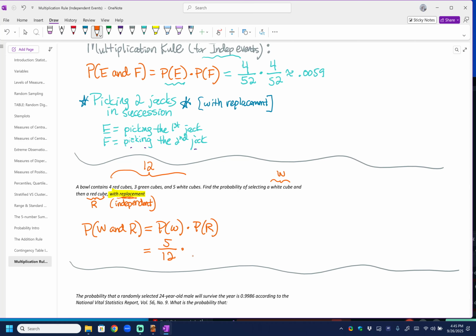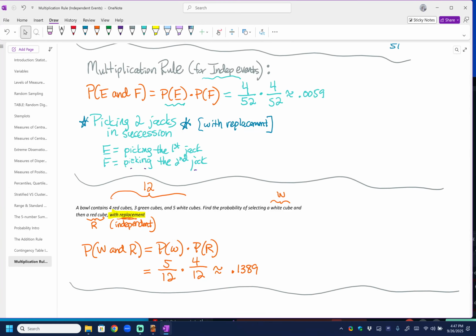So when we go in to pick the red cube on the second dig into the bowl, there's going to be 12 again, but we're looking for red this time. The event of red is 4. So we're going to get 5/12 times 4/12, which is approximately 0.1389.